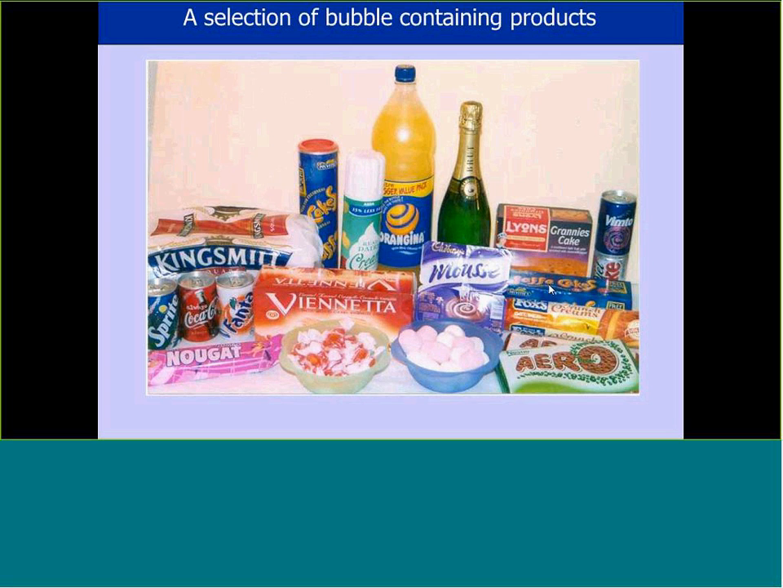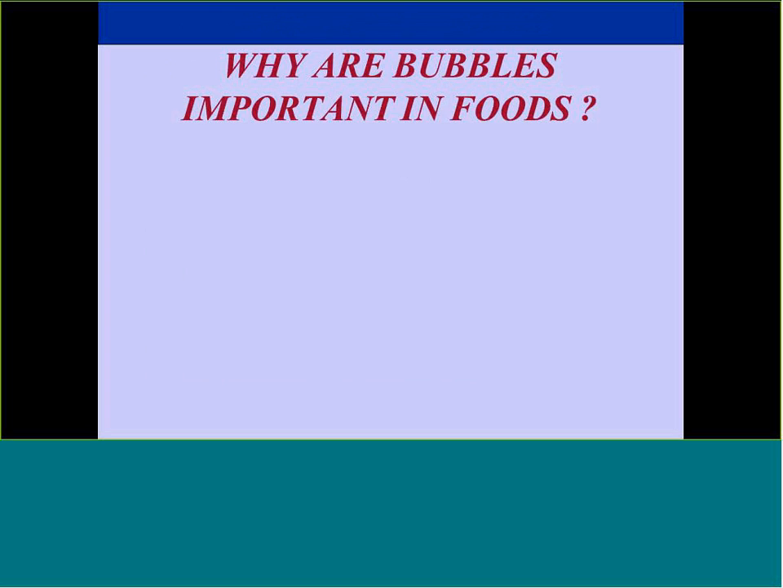So these are some of the products into which bubbles are included. And this is a very old slide. There are a lot more products, a number of new products, and they contain bubbles. So the natural question that one would ask is, why are bubbles important in food? First of all, you will see that it gives a very favorable ratio of the volume to the amount of material. So you have a significant volume, but the actual volume of material is much smaller.